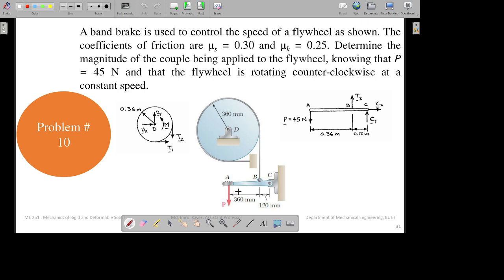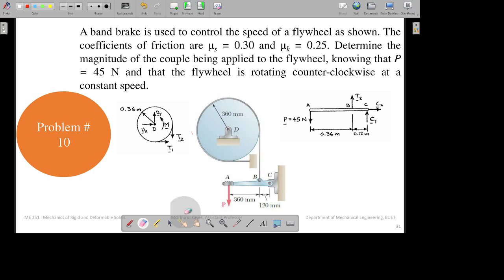Okay, now the next question. A band brake is used to control the speed of a flywheel as shown. Actually the flywheel is that portion and the band brake is that portion. The coefficients of friction are mu s equal to 0.30 and mu k equal to 0.20. Determine the magnitude of the couple being applied to the flywheel, knowing that P equal to 45. That means the value of P is given over here.